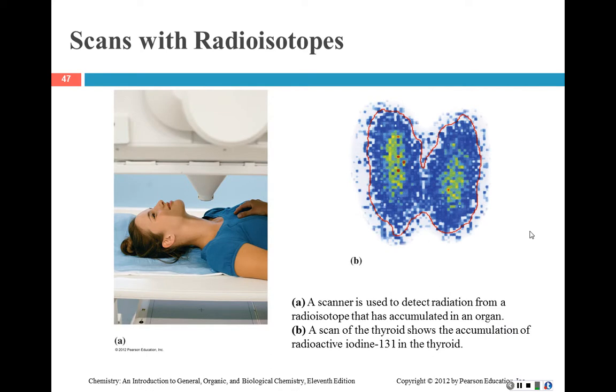Scans are used to determine where this has accumulated in the organ, and if you notice where they're scanning her and the shape of this, this is obviously your thyroid, and they are looking at the accumulation of the iodine-131. They're seeing these spots that they've been looking for, to see if the thyroid is acting normally in its uptake of iodine. And so it's a really good tool for thyroid issues.